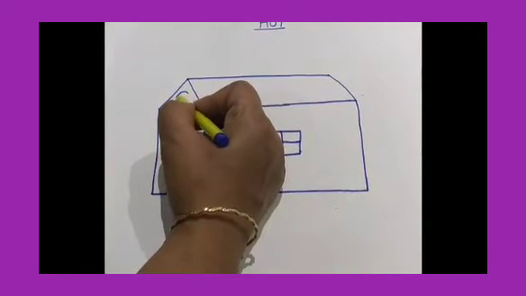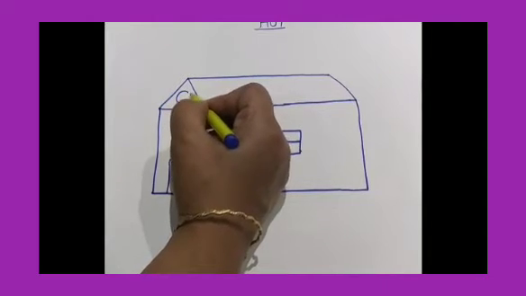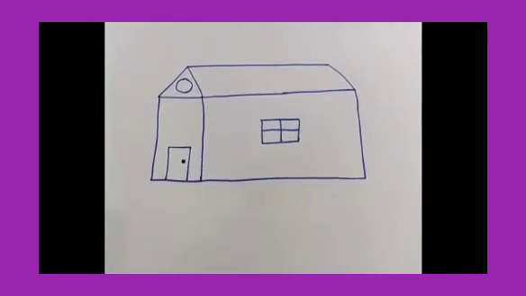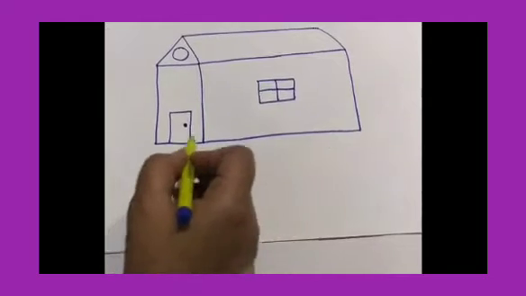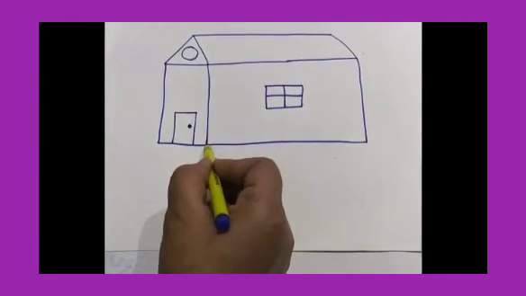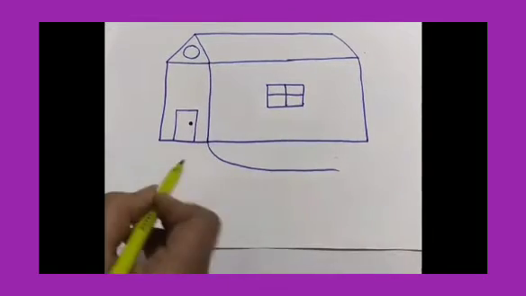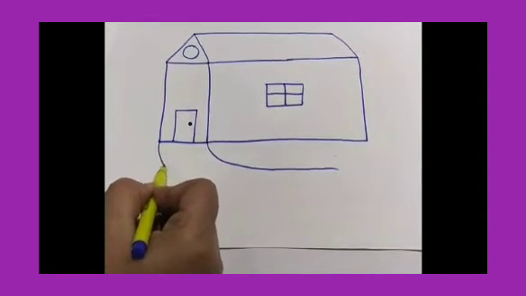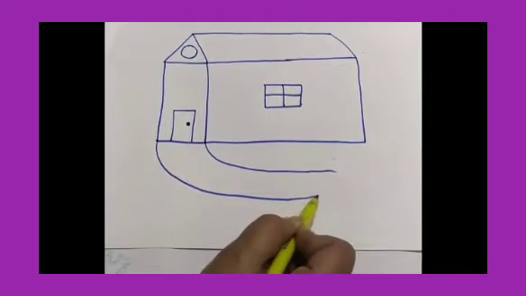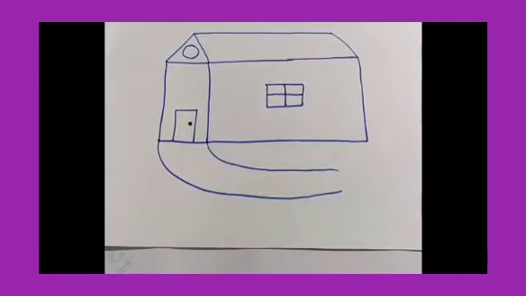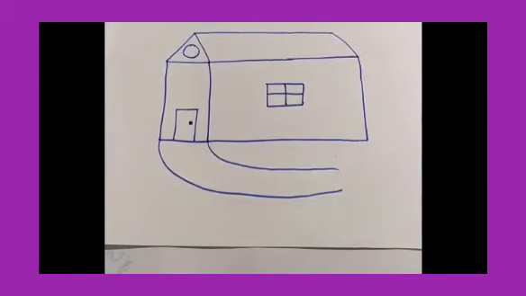Draw one circle inside the triangle. And for the way, you can draw two curved lines like this. Now the hut is ready.